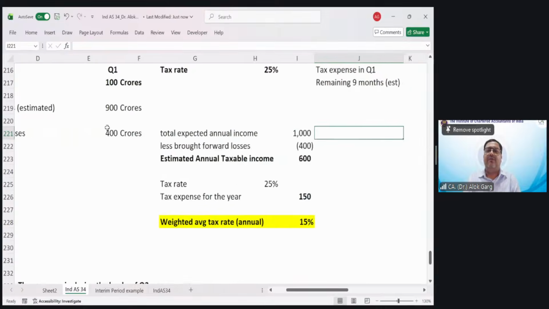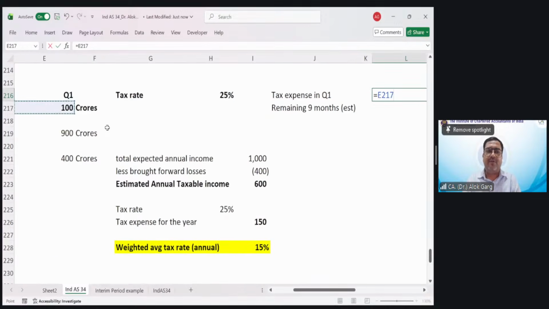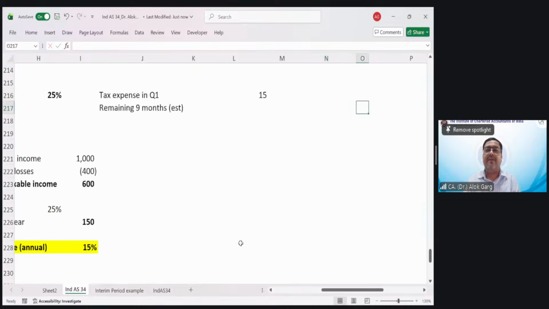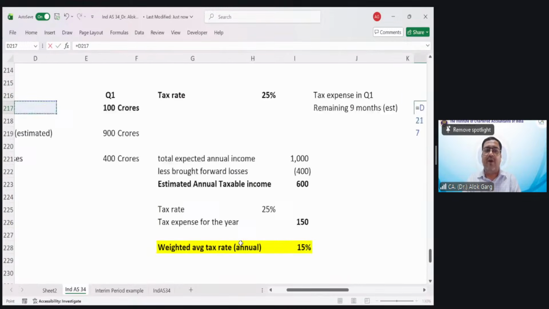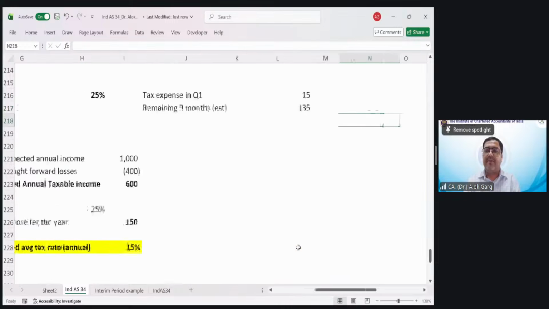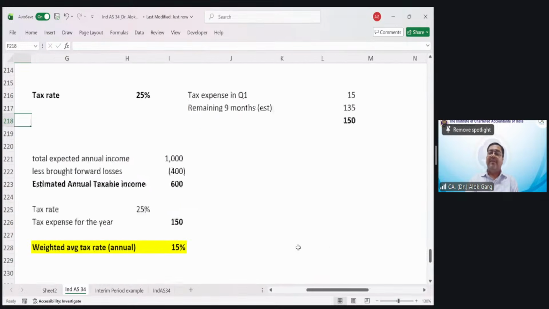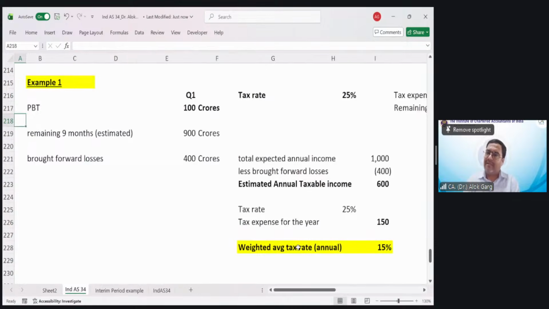Now, what is my tax expense in quarter one? I have earned 100 crores in quarter one, multiplied by the weighted average annual income tax rate. 15 crore is my tax expense in quarter one. And what is my remaining 9-month tax expense? I will earn 900 crores in the remaining 9 months, multiplied by the weighted average annual income tax rate. So it is 135 crore, and the total is 150 crore. Is that clear to all of you, my dear friends?